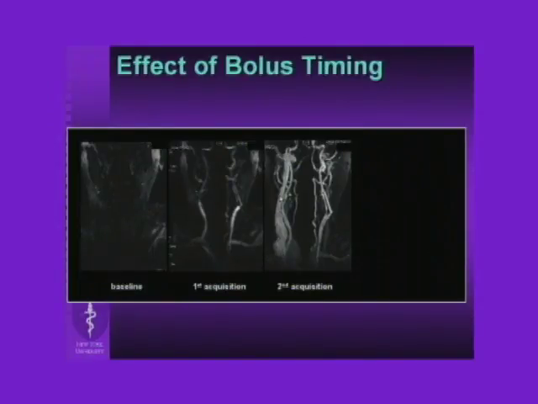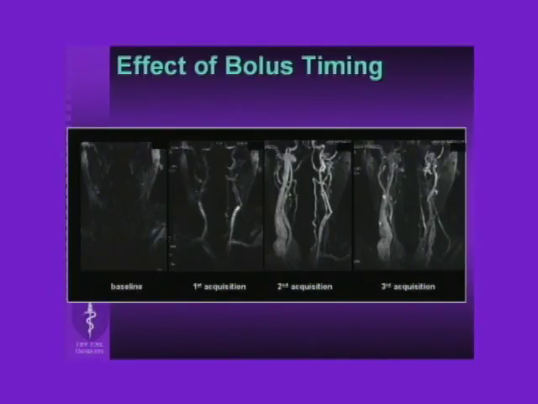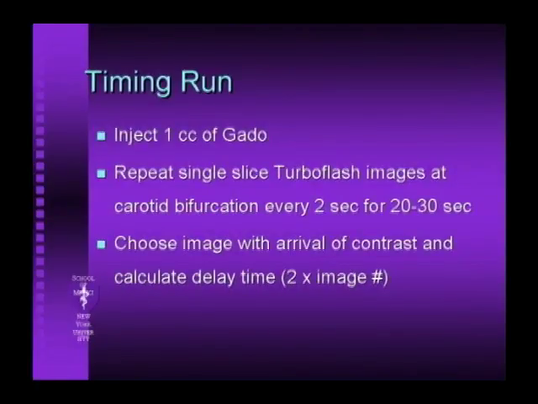Can you read through this? Sure, particularly if you cut it and rotate the image, et cetera, but it's not so great. And finally, by the third acquisition, it gets really hard to read through because there's so much venous and soft tissue contamination of the contrast. So we do a timing run. This is basically how we do it.